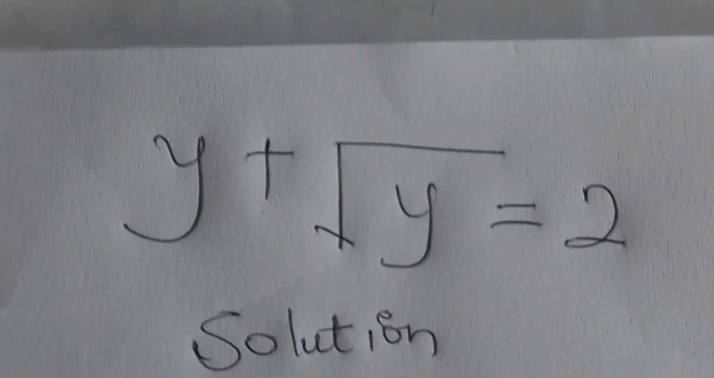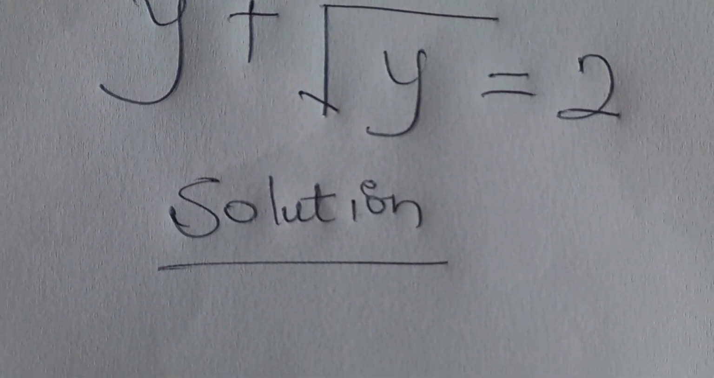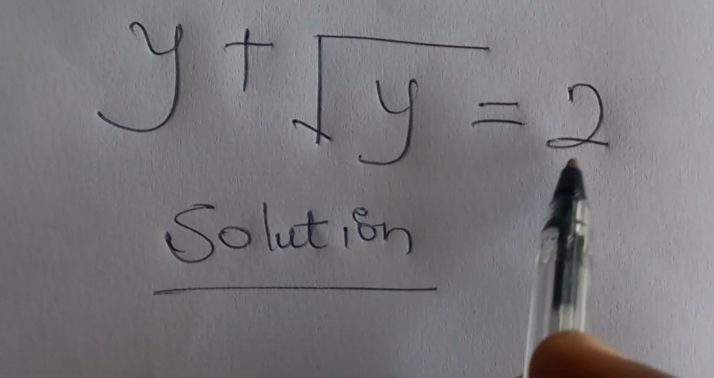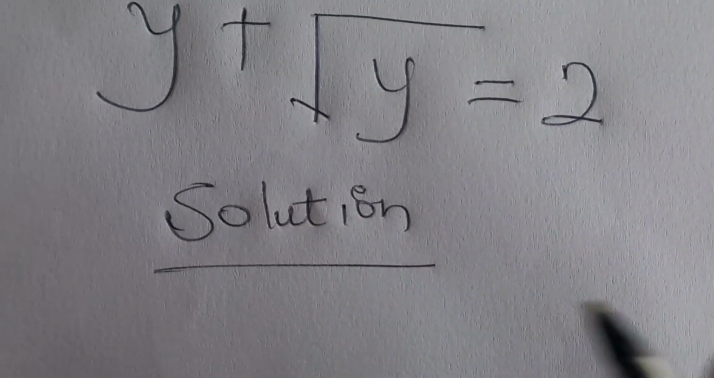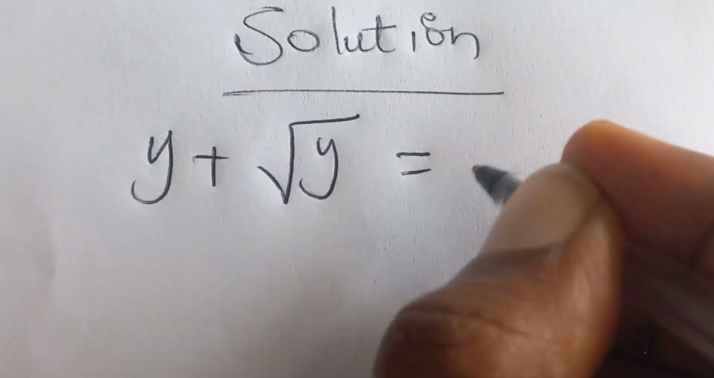So today we are solving for y in this question. We have y plus square root of y is equal to 2. Now let's solve this. So we have y plus square root of y is equal to 2.